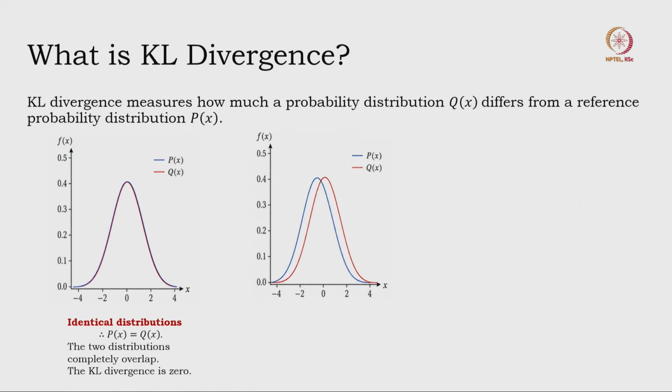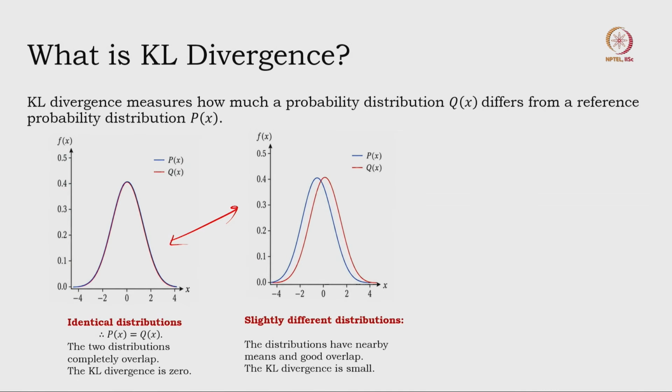What is the second possible case? We can have a second case something like this. Here what exactly is happening? There is a good overlap, but not a complete overlap. There is a difference between this and this, right? So what will be the KL divergence value here? The KL divergence value will be very small. Why will the KL divergence value be very small? Because the two distributions have very nearby means and there is a good overlap. Because of this, the KL divergence value will be very small.